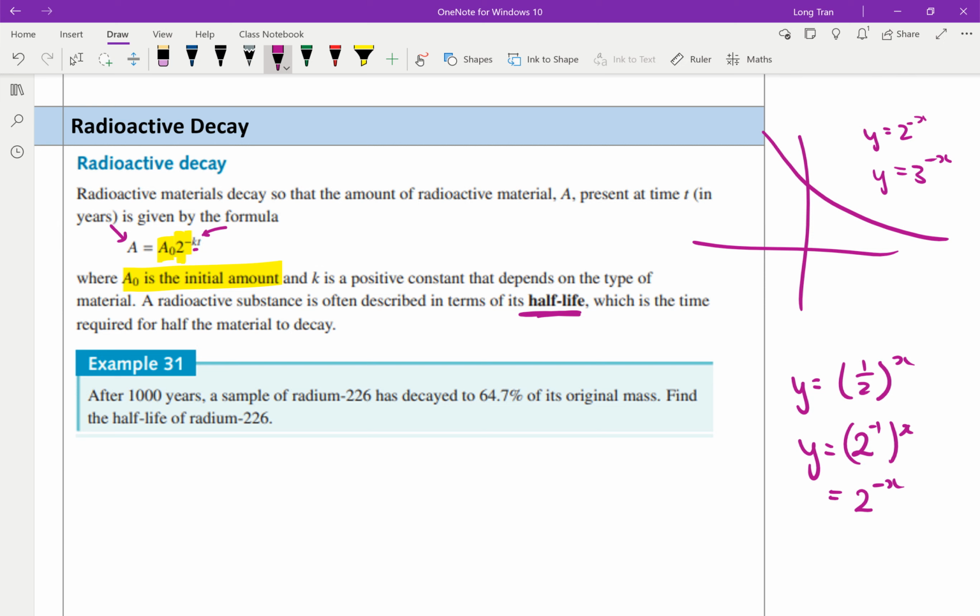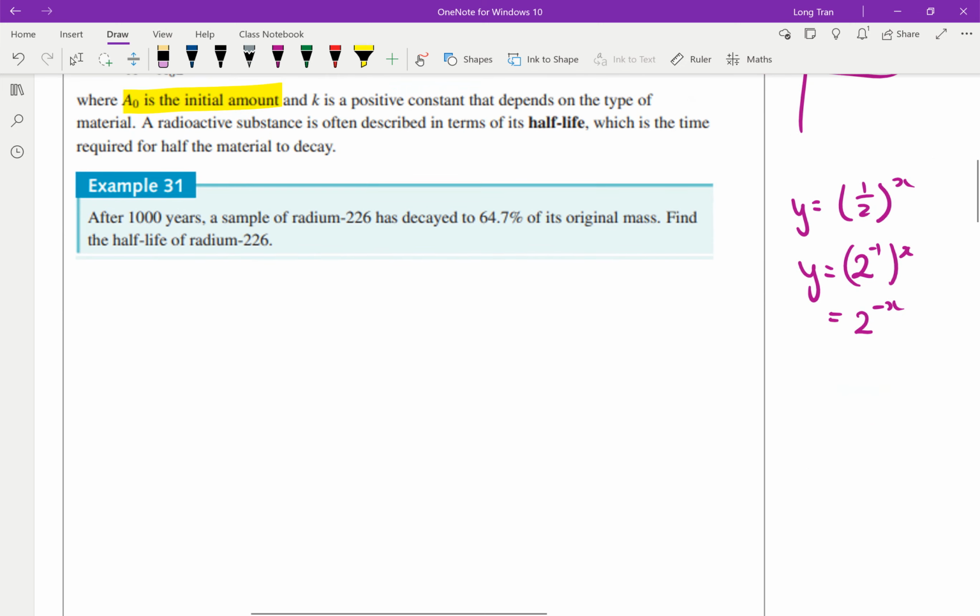Okay, all right. So here we go. Let's answer this question using this model. So after 1,000 years, so we've got T is equal to 1,000 years, the sample of radium decayed to 64.7% of its original mass. So original mass, we don't know. I'm just going to write A0 as its original mass. And then you've got to find the half-life of radium-226.